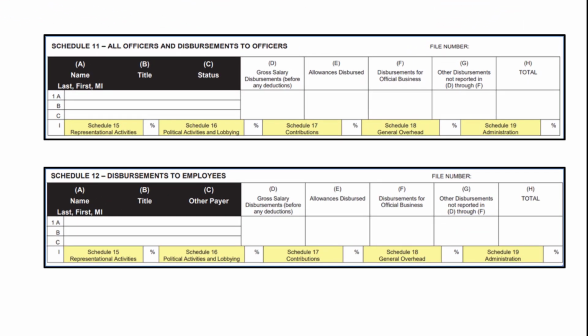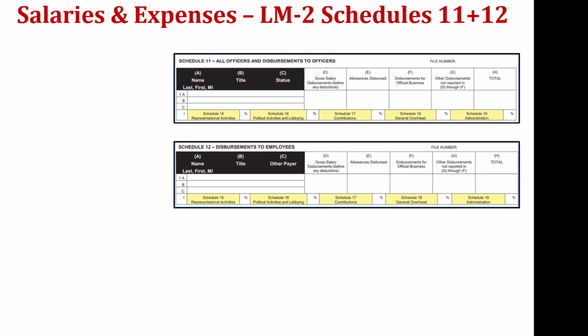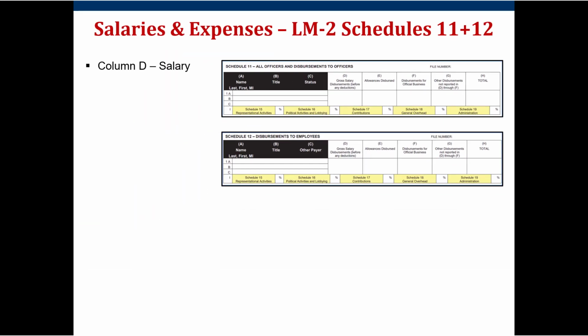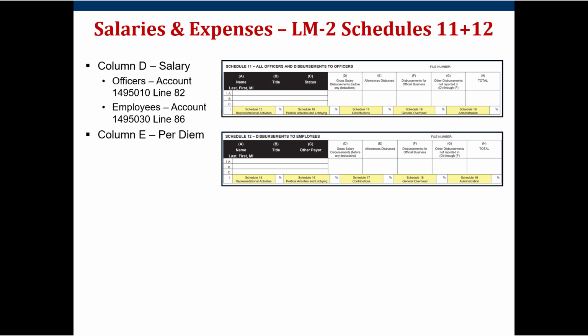These are images of the reporting lines for each individual that is listed on Schedules 11 and 12. Both reports are formatted so that all of the reporting amounts have the same column headers for each schedule. Column D is for salary. On our chart of accounts, officer salary is reported in line 82, account 1495010, and all other salaries or employees are reported on line 86, account 1495030.